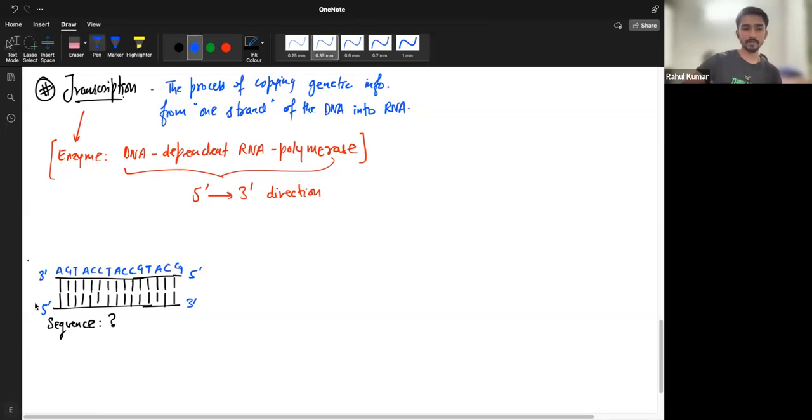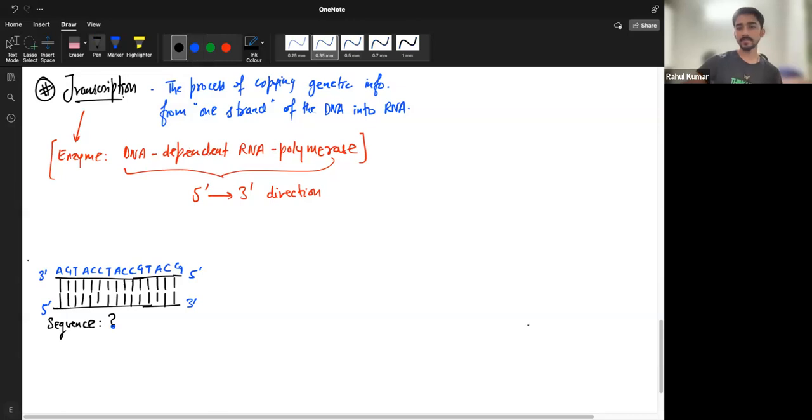The question is, what is the sequence on the 5' to 3' strand? Anyone? Someone wrote in the chat. So Alia has written in the chat. Alia, that's correct. That's the correct sequence.